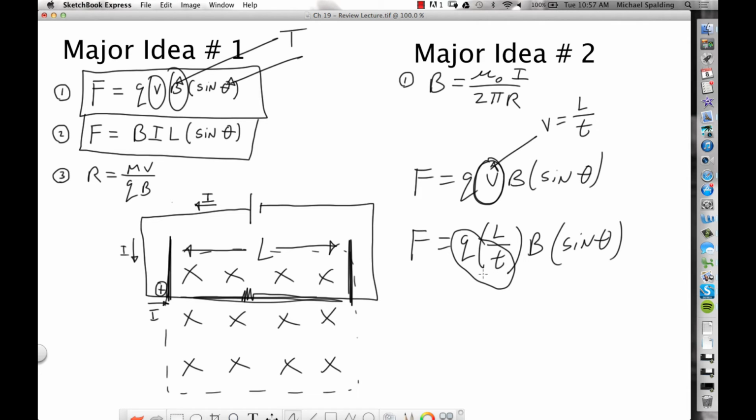What's Q over T? Q over T is the definition of current. So we get this equation, BIL sine theta. The book says ILB. I don't like ILB. You want to know why? Because it doesn't spell Bill. Right? Just remember, what's force equal to? Bill. It's Bill, dude. BIL. It's the same thing as QVB, but it's for when you have current in a wire, where L is the length of the wire. Okay?